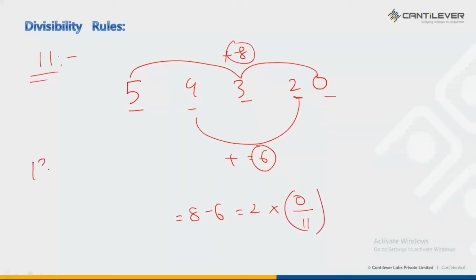For example, let's say 1331. The sum is 4, the sum is 4. The difference between these two is 0. So this is exactly divisible by 11. Got it, everybody? Clear to you all? Divisibility rule of 11. Yes, okay. Now let's discuss.